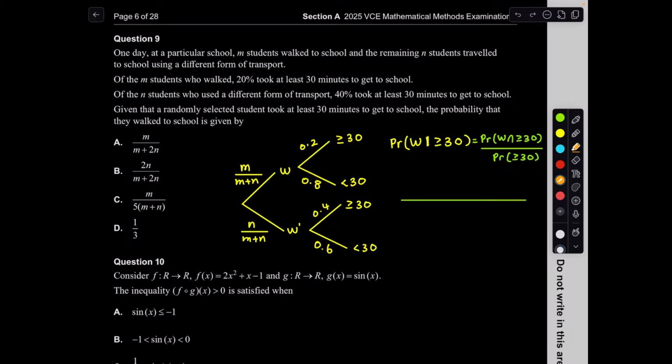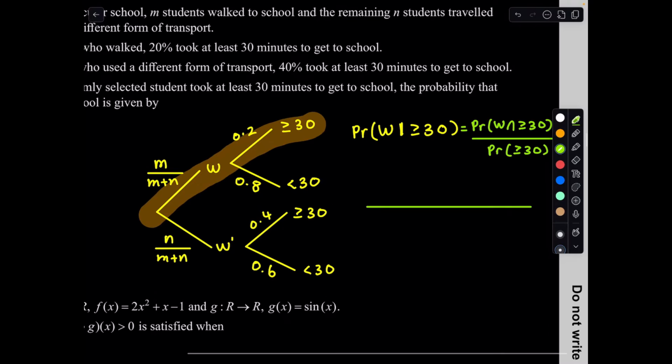Let me just draw it like this. Do you see that? He walks and it's greater or equal to 30. It's these two, so we can just write that down. It's multiplying these two. So it's going to be M over M plus N times 0.2.